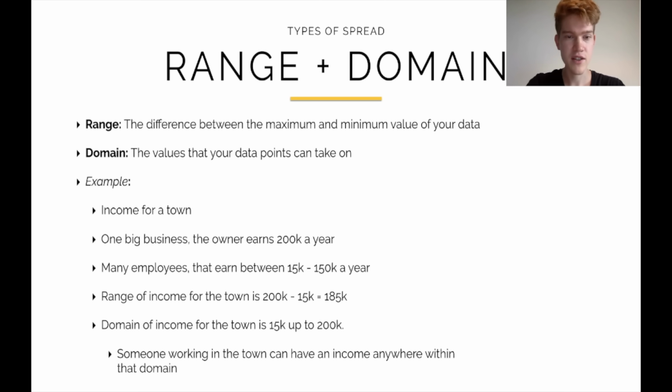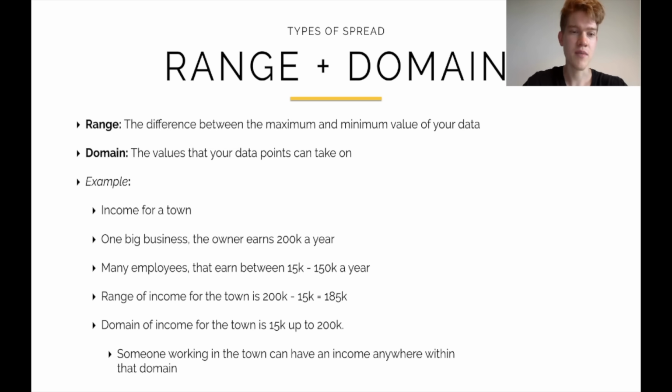And so our range is the difference between the maximum and the minimum value in our data. So we take 200K and we subtract 15K from it, and we've got a range of 185K in salary. So that's how big our salary can change. If we start at 15K, it can go all the way up to 200K. So that's a 185K range of salary that people in this company can have.